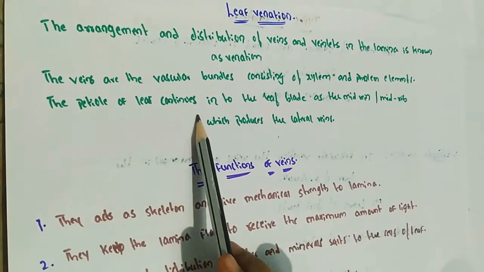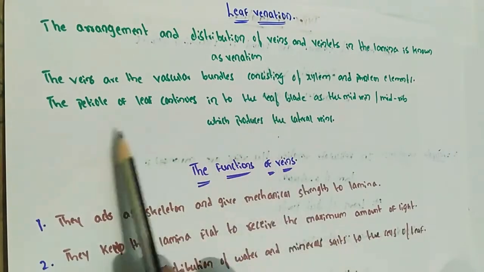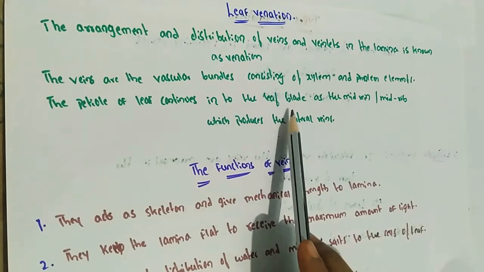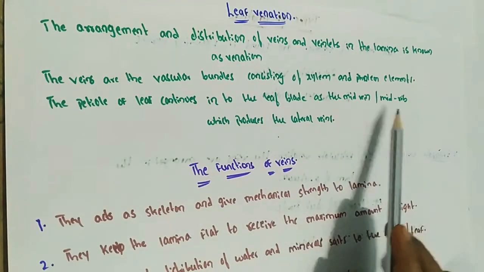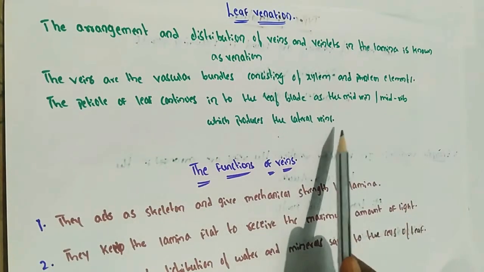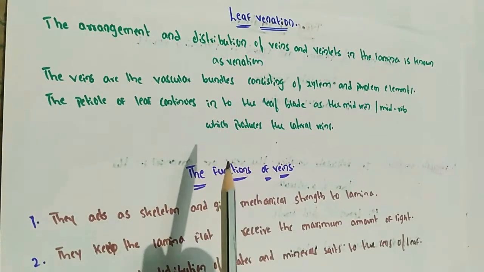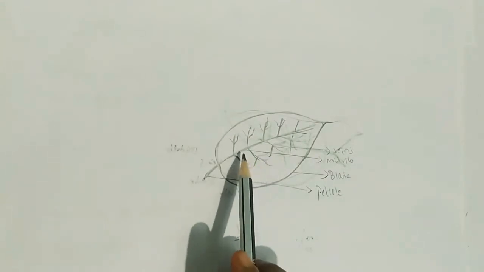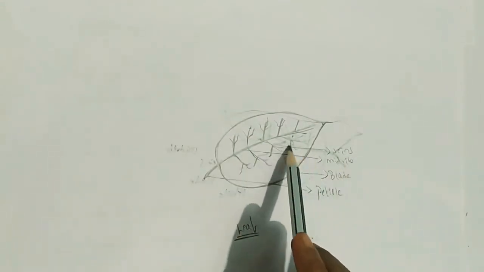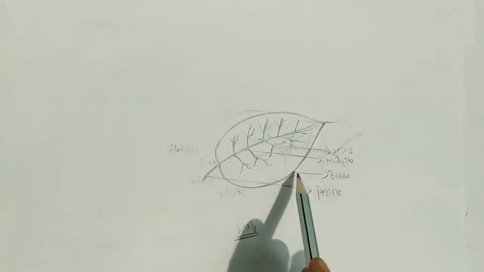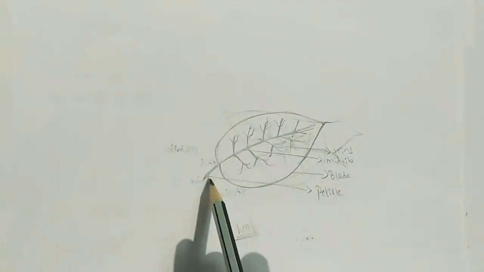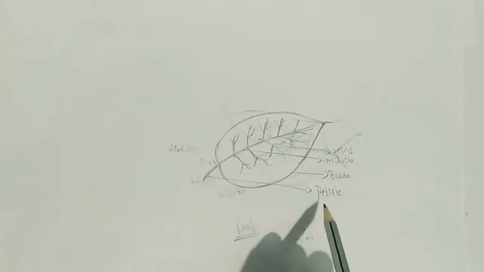The petiole of the leaf continues into the leaf blade. Here the petiole continues into the leaf blade and has the midvein or midrib. It produces the lateral veins. Veinlets means the secondary veins or small veins. See, it is in a leaf. Here in the middle is the midrib and these are the veins. It is a blade, and the base of the leaf has a petiole.